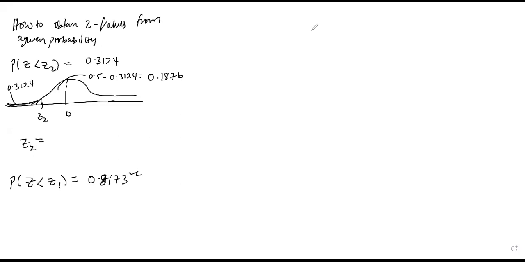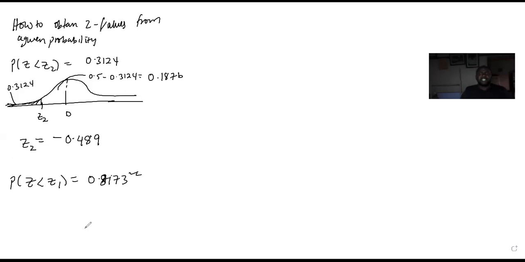The answer, what do you get for Z2? Negative 0.489. So someone is saying, teacher, review this part also. How do I know where it lands, on the left or on the right?